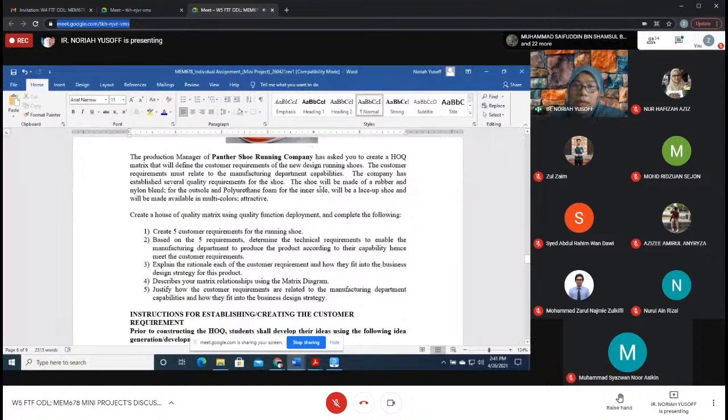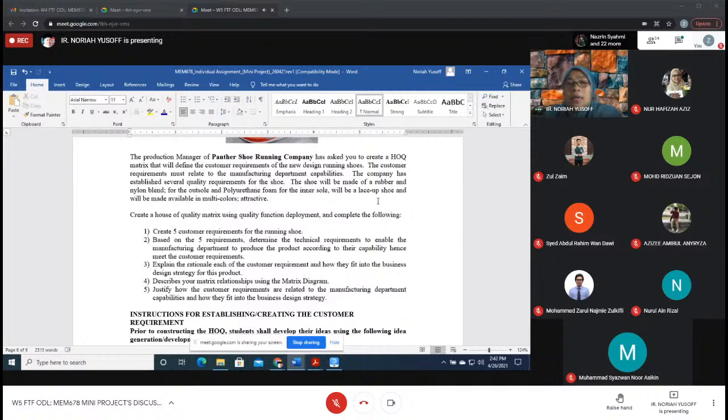The shoes must be made of rubber and nylon blend. So the shoe sole and the inner sole must be made of rubber and nylon blend for the outsole, meaning the bottom, and polyurethane for the inner sole. For the outsole it must be made of rubber and nylon blend, and for the inner sole, inside the sole, it must be made of PU foam, polyurethane foam. It will be a lace-up shoe, the kind with laces, not the magic tape shoes. And it will be made available in multi-colors. It says multi-colors and must be attractive.